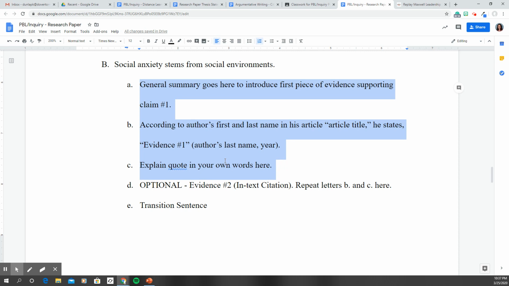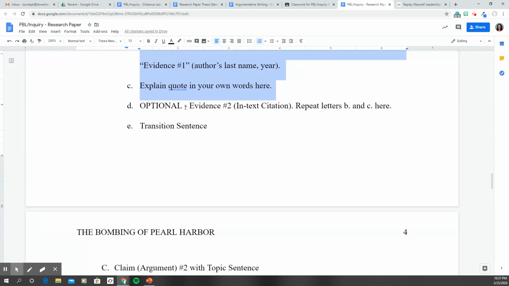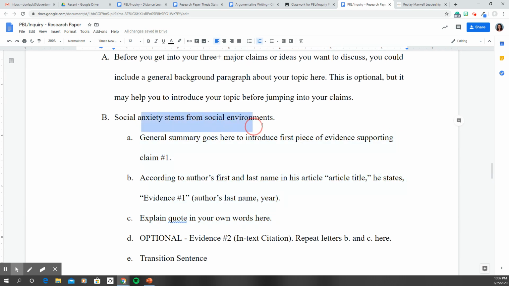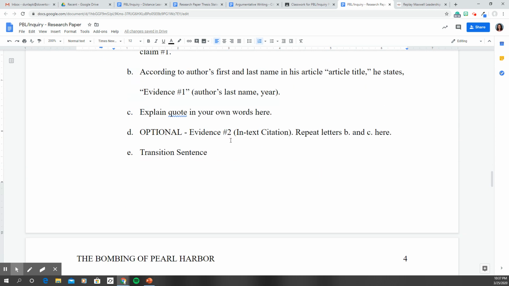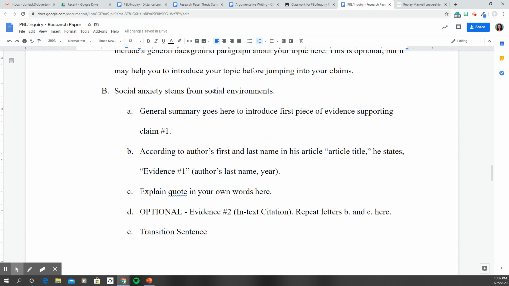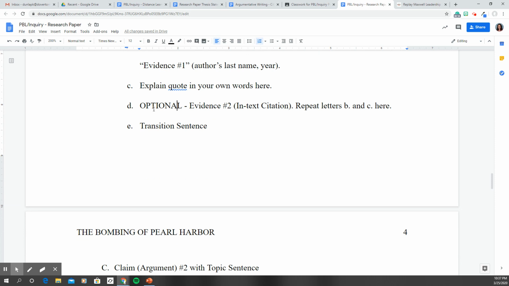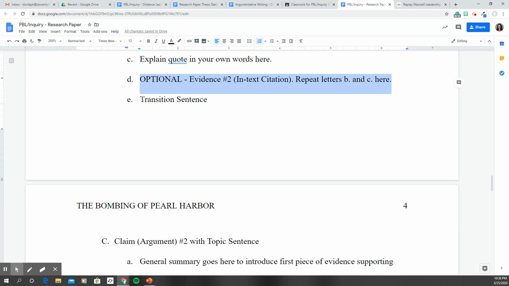Now, if your paragraph's tiny and you need to further this idea, this first example or first claim from your thesis, you can go into another example of how social environments shape social anxiety is. Author blah, blah, blah says, okay? So if you need another quote to back up what you're saying from another source, you just do it here, okay? And then obviously you would have your transition leading into your next idea.